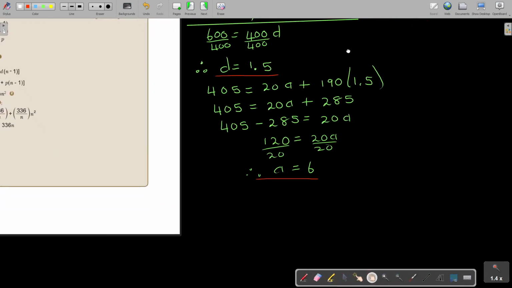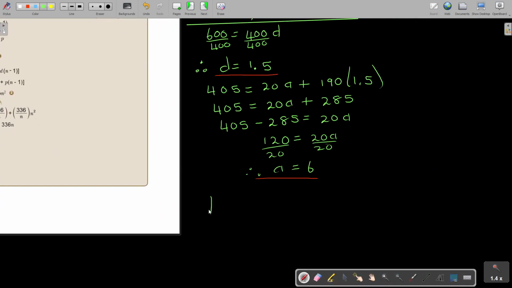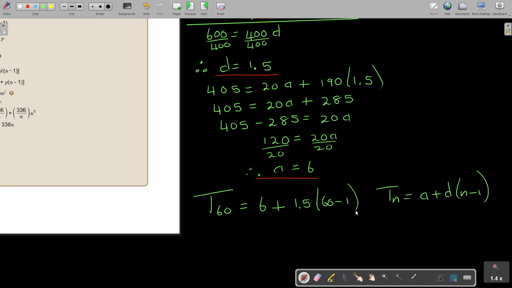Otherwise, they would have said the sum of the 60 terms. Then it will be T60. Don't forget that Tn equals A plus D(n minus 1). I just put the D in front. It doesn't matter. So it's going to be 6 plus 1.5 times 60 minus 1. So it's 6 plus, and if you subtract and simplify, you're going to get 88.5. And if you simplify that, it's 94.5. And that will be your 60th term.